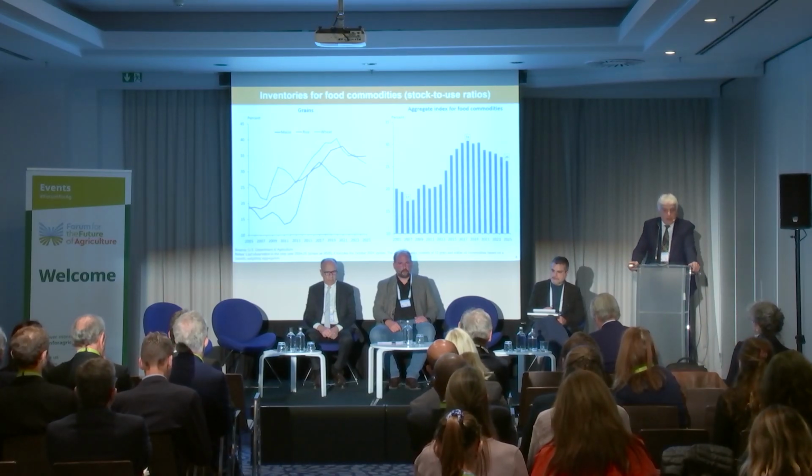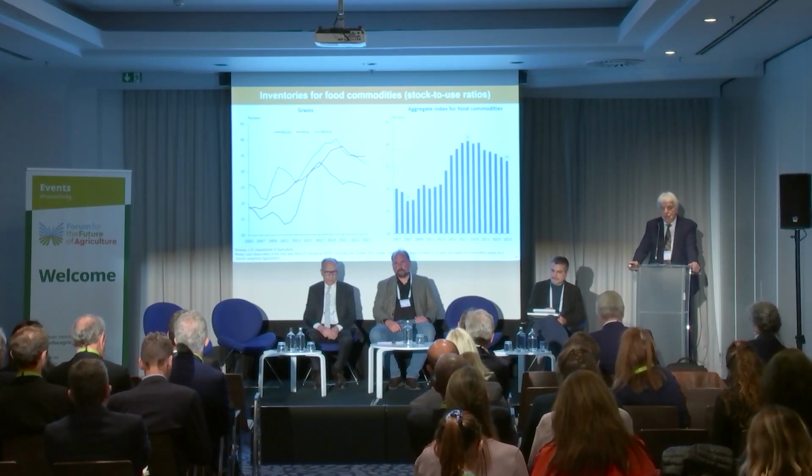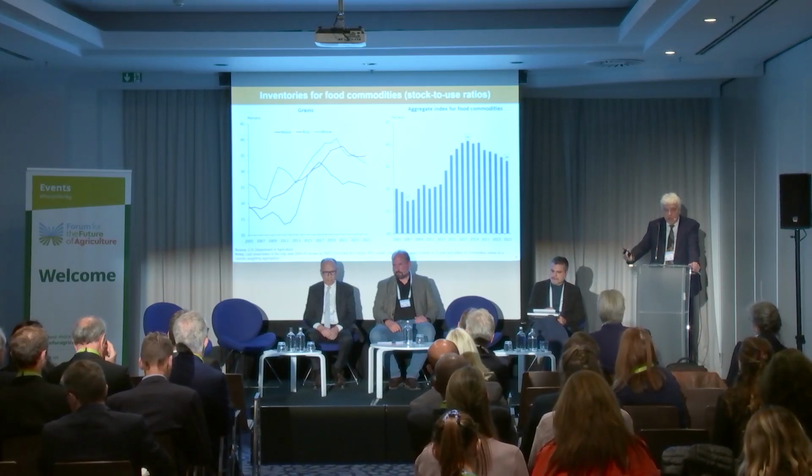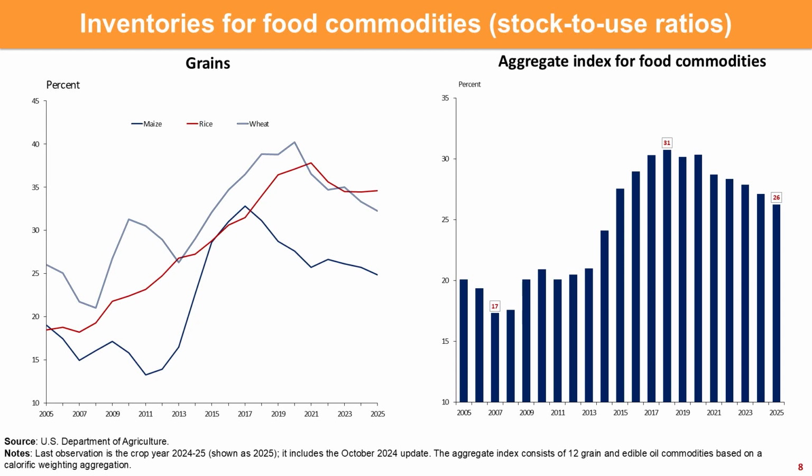Another way to look at the global food markets is to look at the level of inventories, how much inventories we have relative to consumption, which in the jargon of agricultural economists is the so-called stock-to-use ratio. To the left, we are showing the three most important commodities: maize, rice, and wheat. On the right, we have aggregated 12 commodities into one basket, so to speak, to see how inventories have moved recently compared to history.